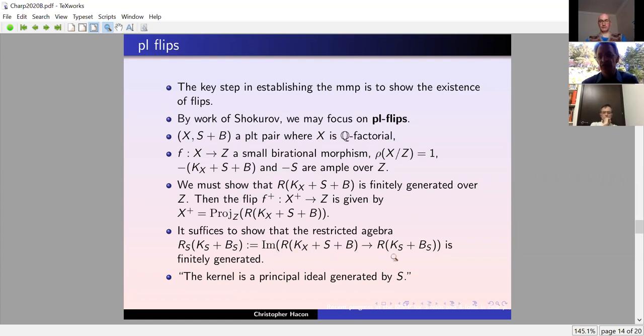Now, certainly if the ring corresponding to K_X + S + B is finitely generated, then its image under restriction to S will also have to be finitely generated. The surprise is that it's enough to show that the image is finitely generated. The reason is, roughly speaking, that the kernel of this map is a principal ideal generated by the equation of this divisor S.